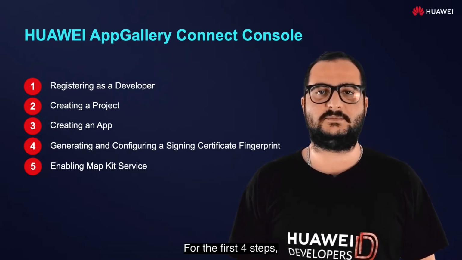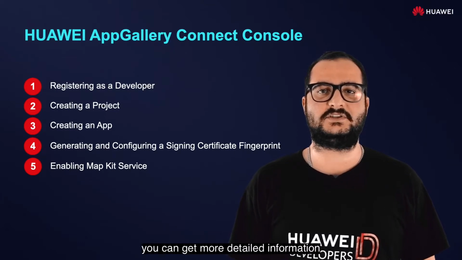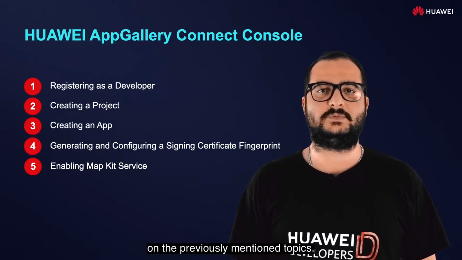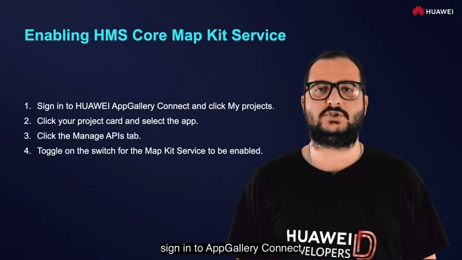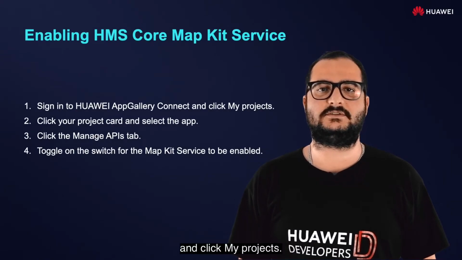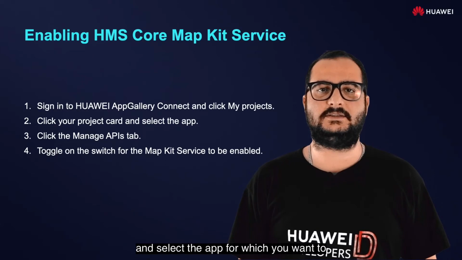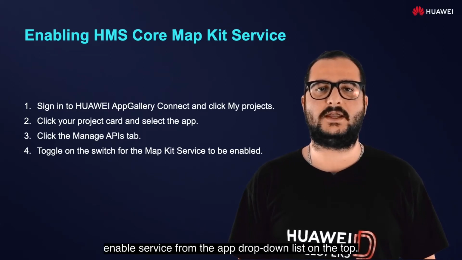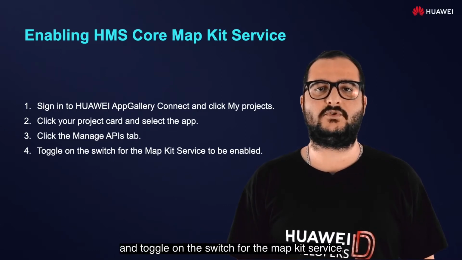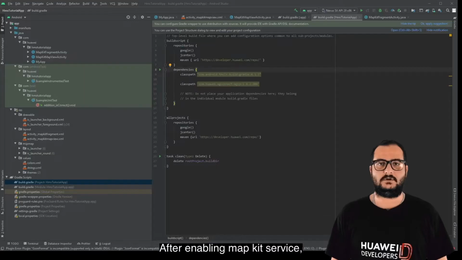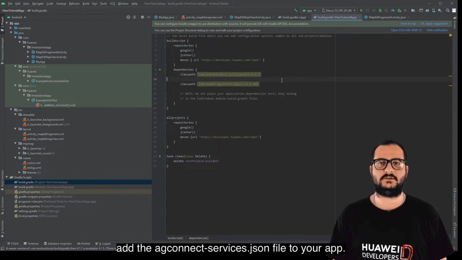For the first 4 steps, you can get more detailed information on the previously mentioned topics. Now, let's get into the details of enabling Mapkit service. First, sign in to App Gallery Connect and click My Projects. Then, click your project card and select the app for which you want to enable the service from the app drop-down list on the top. Finally, click the Manage APIs tab and toggle on the switch for the Mapkit service to be enabled. After enabling Mapkit service, add the AG Connect service JSON file to your app.